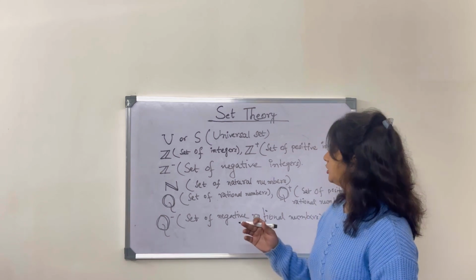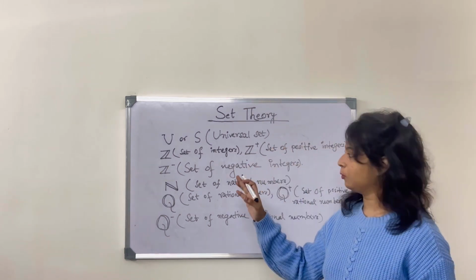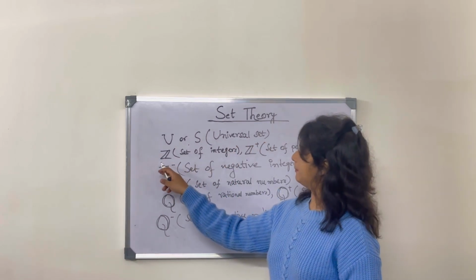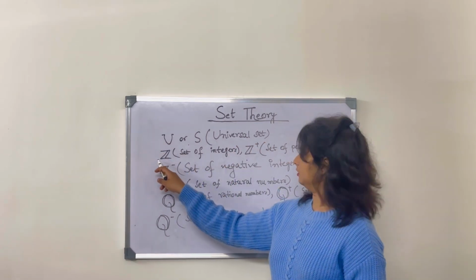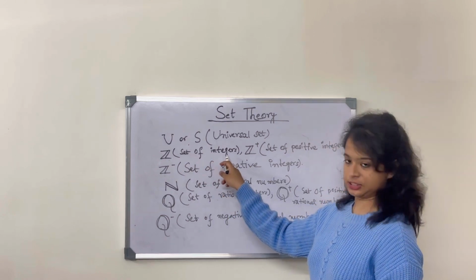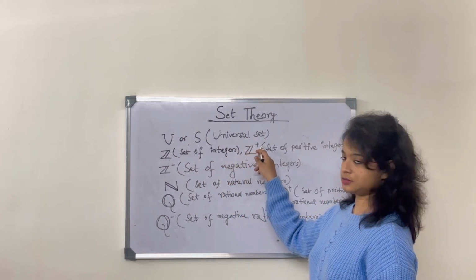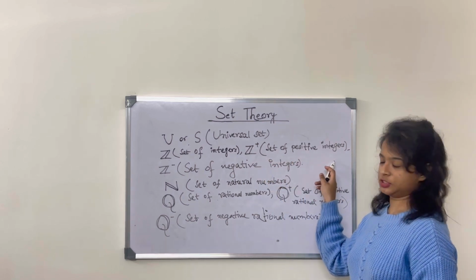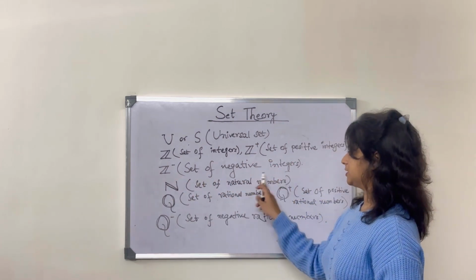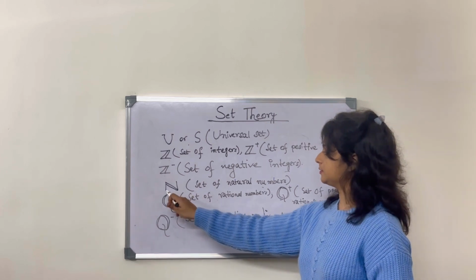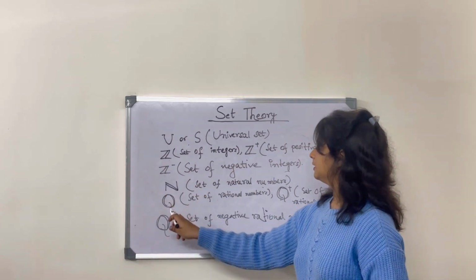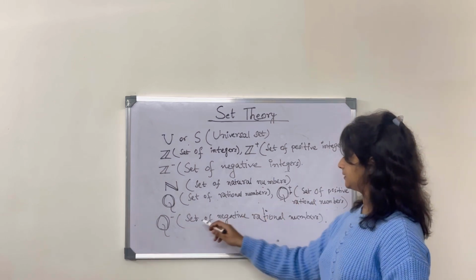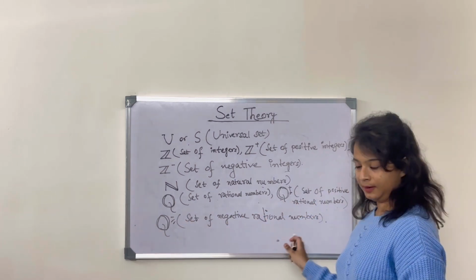So there are more notations in set theory which we will know. First, capital U or S denotes universal set. Capital Z, just see carefully the notation, which denotes the set of integers. If we add plus on the top of the notation, then this denotes the set of positive integers. This is set of negative integers. This is set of natural numbers. Just carefully see the notations, okay? This is set of rational numbers. This is set of positive rational numbers. This is set of negative rational numbers, okay?